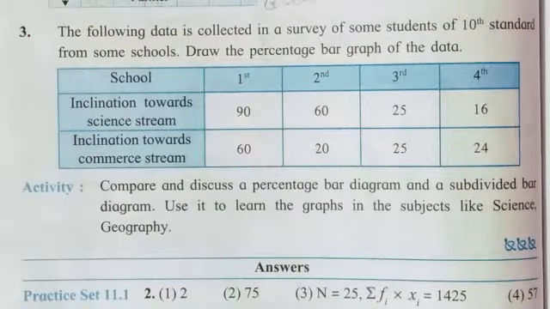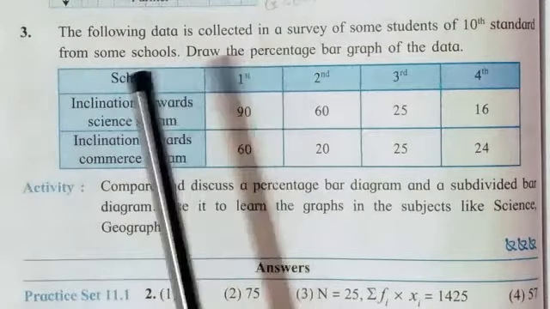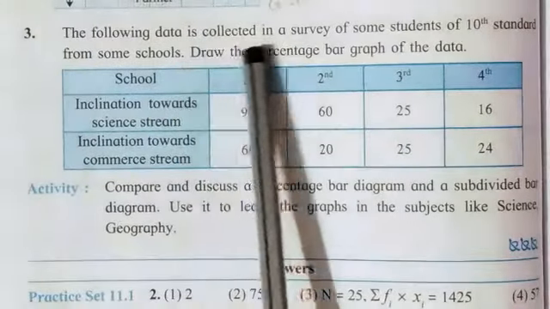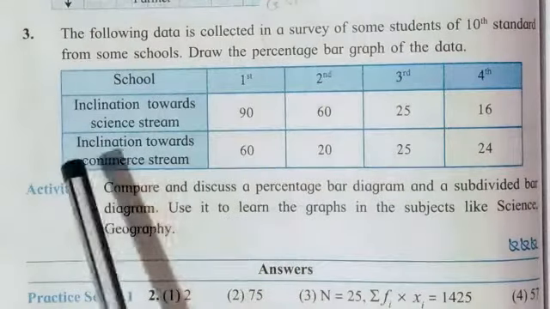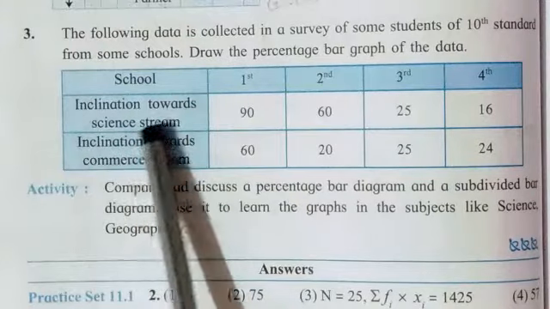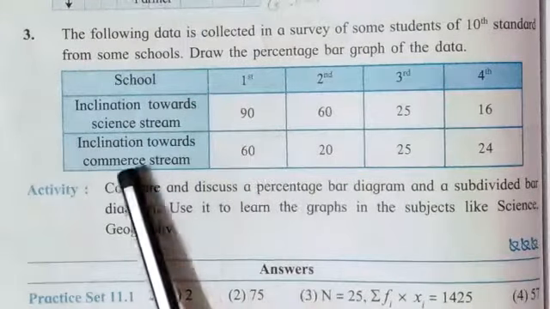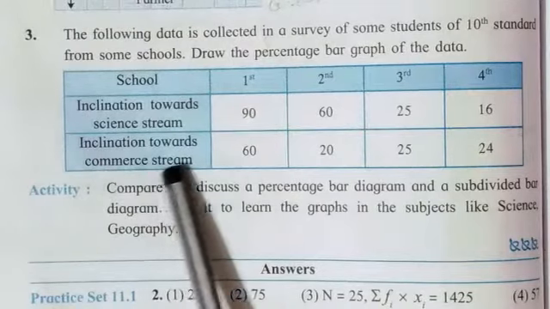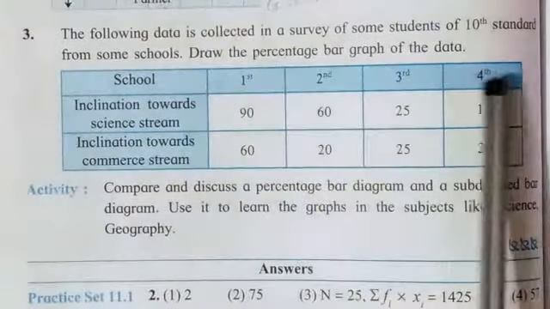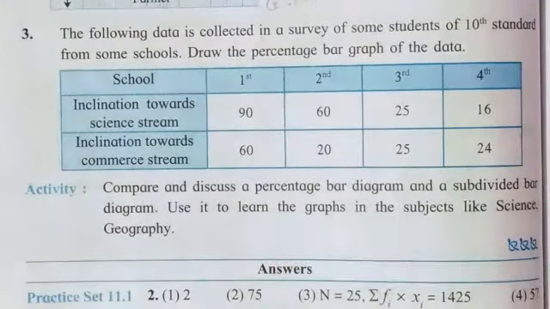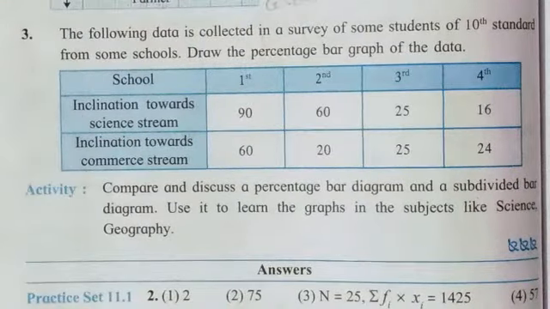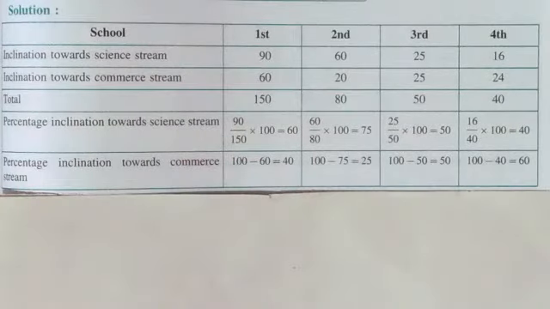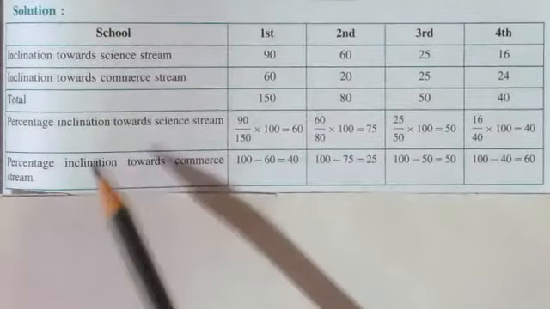Similarly, question number 3 is given on page number 74. The following data is collected in a survey of some students of standard 10 from some school. Draw the percentage bar graph of the data. Here the students inclining towards the science stream are given, and here towards the commerce stream, from 4 different schools. So from this you have to find out the percentage at first. Let's see the answer. This type of chart you have to prepare in the answer.